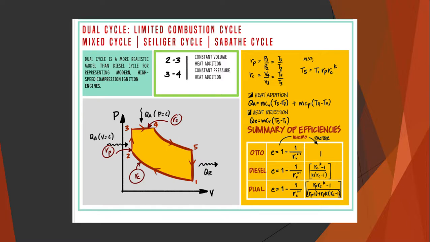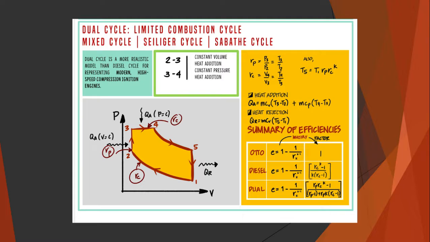The dual cycle, or limited pressure cycle, is a thermodynamic cycle that combines the Otto cycle and the diesel cycle. In the dual cycle, combustion occurs partly at constant volume and partly at constant pressure. Compared to an Otto cycle, which assumes that heat is added at constant volume, and a diesel cycle, at constant pressure. The advantage is that there is more time available for the fuel to combust completely.